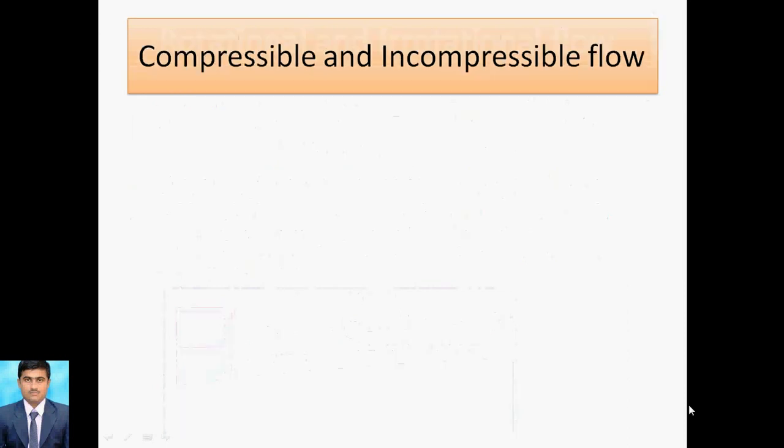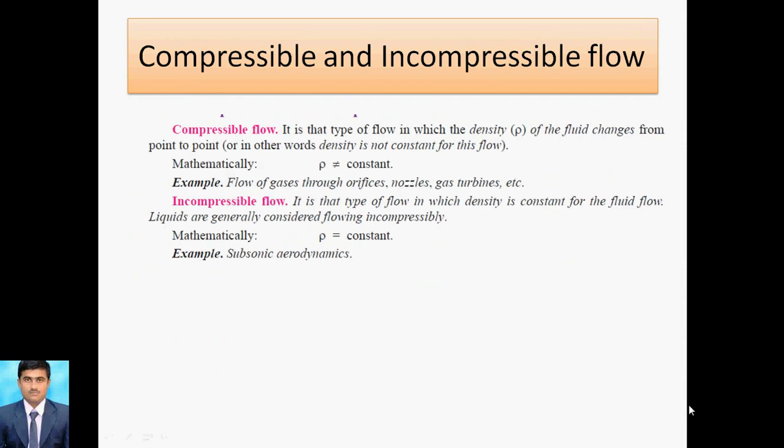Now we move to compressible and incompressible flow. While defining compressible flow, if the density changes from point to point, that is called compressible flow. An example is gases. If flow is considered in orifices, nozzles and gas turbines, then the flow is compressible. In incompressible flow, the density remains constant. That's why I can write the relation rho equals constant. So in incompressible flow rho is constant, and in compressible flow it changes, that is, rho is not equal to constant.